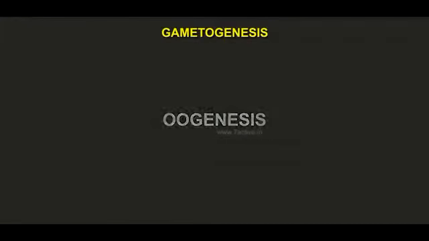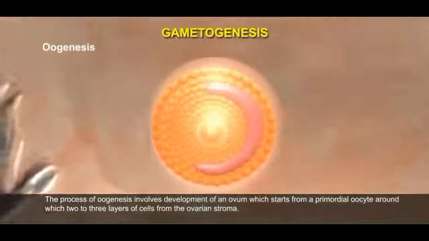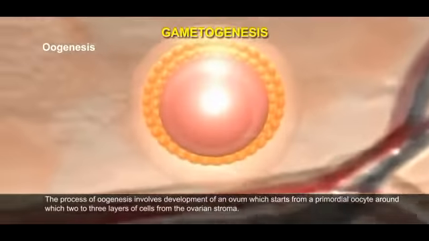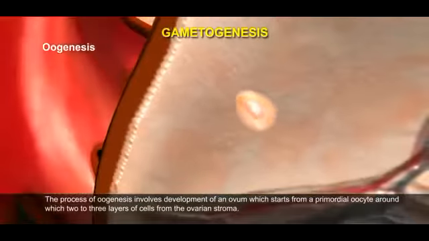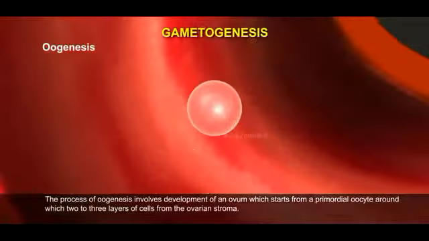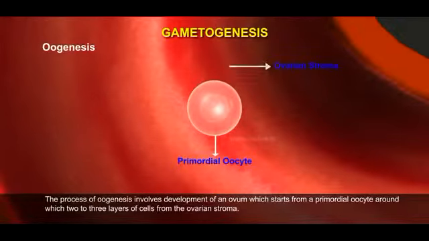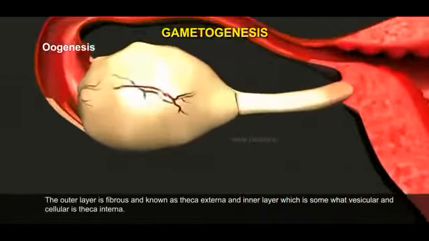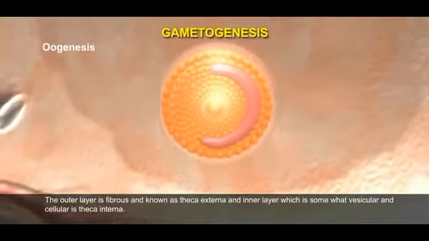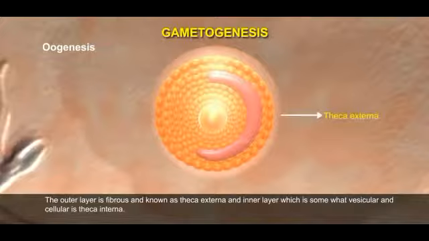Oogenesis. The process of oogenesis involves development of an ovum, which starts from a primordial oocyte around which 2 to 3 layers of cells form from the ovarian stroma. The outer layer is fibrous and known as theca externa. An inner layer which is somewhat vascular and cellular is theca interna.